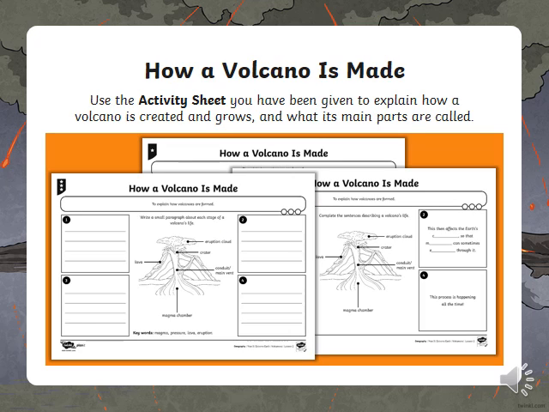Okay, what you're going to do is have a go at an activity. We're going to be learning more about volcanoes within our topic. You're going to choose one of the activity sheets. You've got a 1-star, 2-star and 3-star activity sheet, and you are going to explain how a volcano is created and grows and what the main parts are called. Don't turn the video off yet, because you've got one more activity that you could do as well as this for your extra challenge if you are able to.